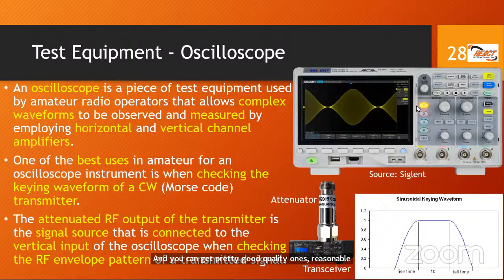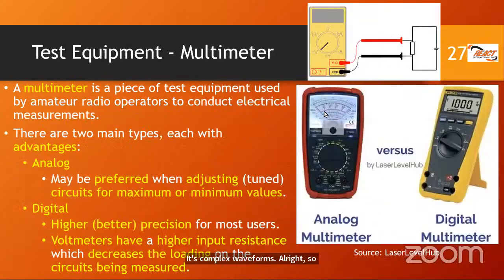But what is an oscilloscope? An oscilloscope is a piece of test equipment. It can be used by hams or amateur radio operators, and it allows complex waveforms to be observed, right? Complex waveforms. So remember, with a multimeter, essentially you're seeing a voltage high or low, increasing, and you're measuring it and so on.